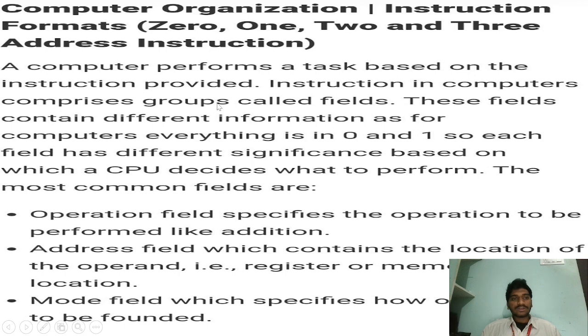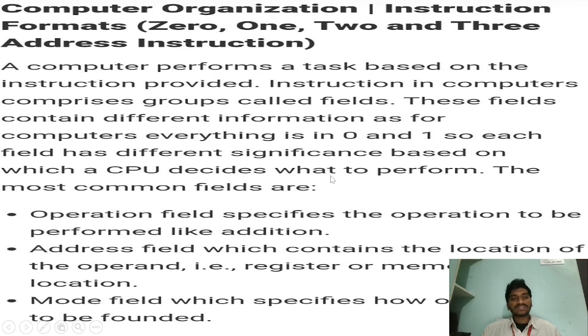Instruction in computers comprises groups called fields. These fields contain different information, as for computers everything is 0 and 1. So each field has different significance, based on which a CPU decides what to perform.